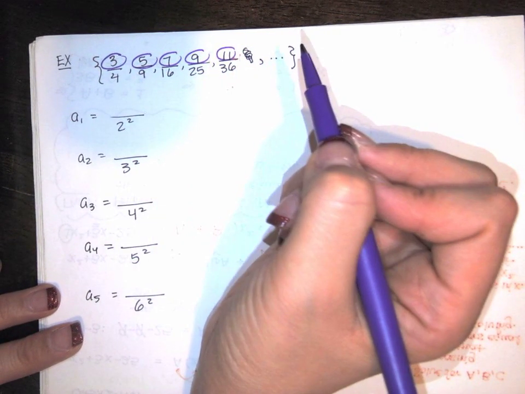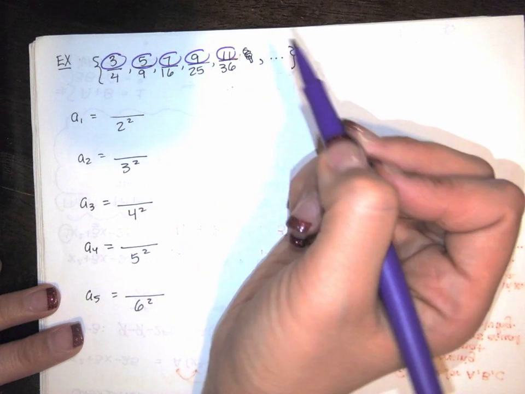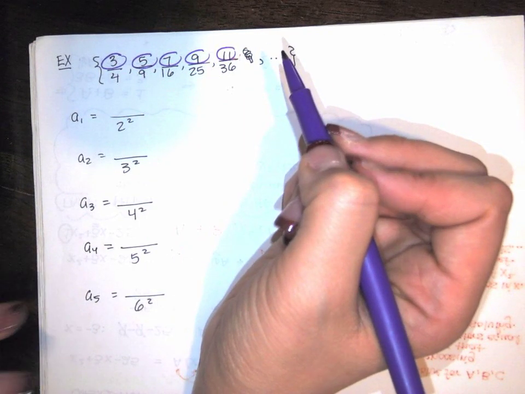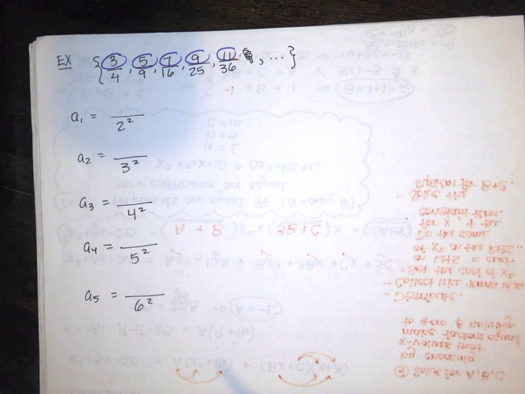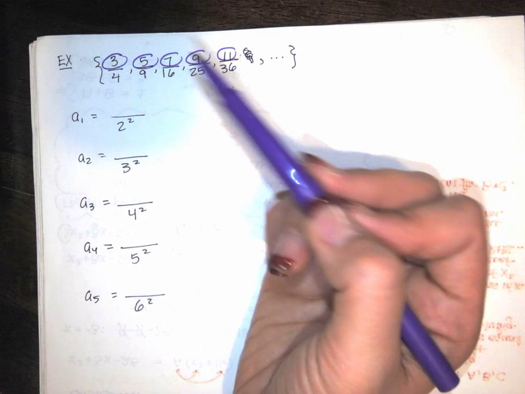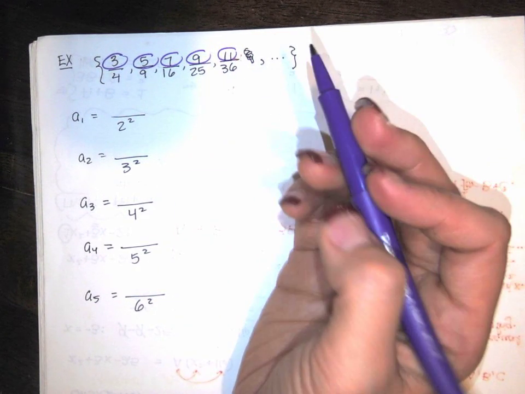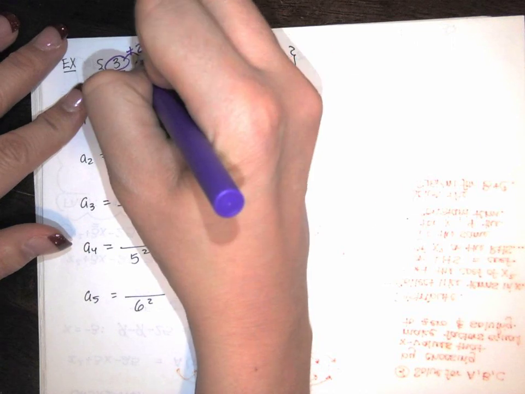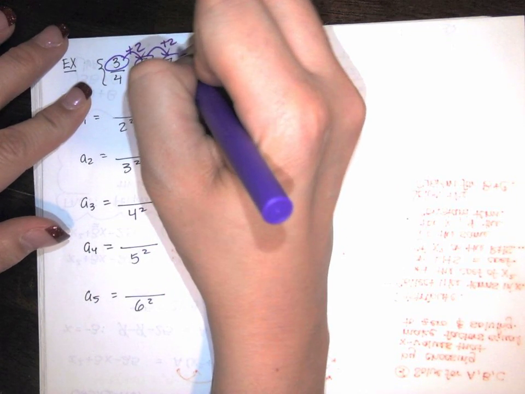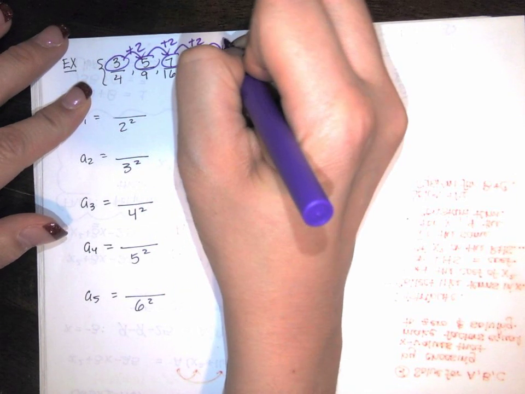Am I adding the same thing every time to get from term to term, or am I multiplying by the same thing every time to get from term to term? Those are the simplest cases. 3 plus 2 is 5. 5 plus 2 is 7. 7 plus 2 is 9. 9 plus 2 is 11. So I am adding 2 each time to get from term to term. That's nice.